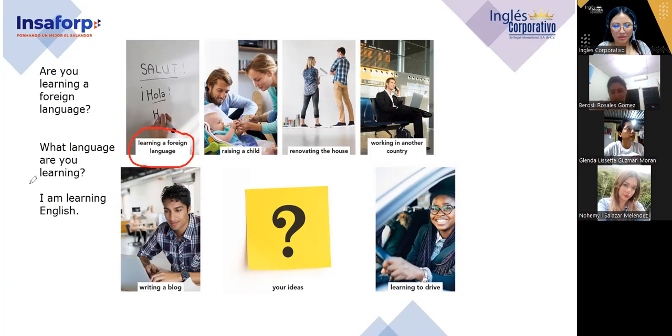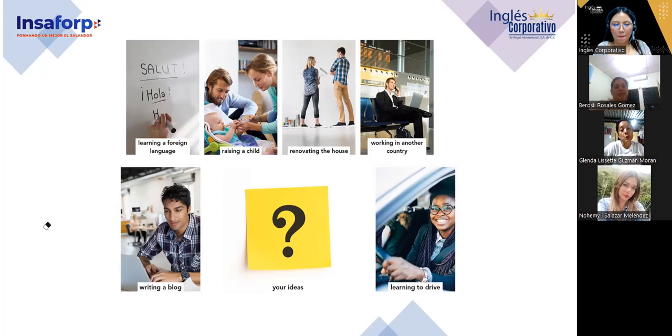Next class. Preguntemos sobre raising a child. ¿Cómo creamos la conversación? Are you raising a child? Raising. Are you raising a child? ¿Qué posibles respuestas obtengo, clase? Are you raising a child? Quiero escucharlas. Yes, I am. No, I am not. Ah, si me dicen no, I am not.